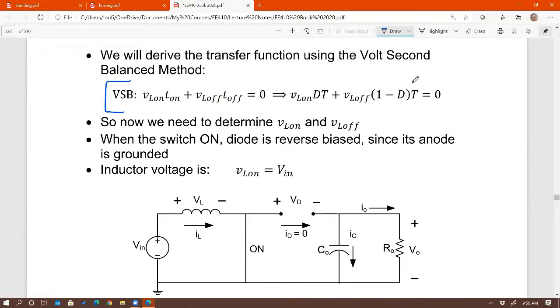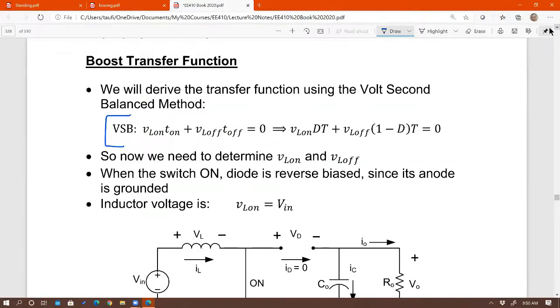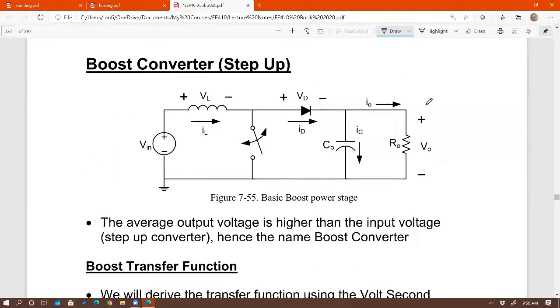Pretty soon you learn that in one of the converters, T off is no longer 1 minus D times T, but in most cases, this will work. This is definitely something that you can use, right? And then all that you need to do now is to just find VL on and VL off to get the transfer function. So you go back to the basic topology of a boost converter, and you can find out what VL on is and what VL off is, simply by looking at this circuit, right?